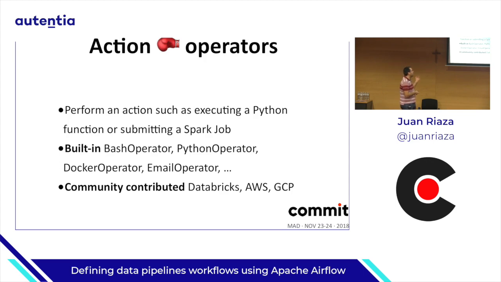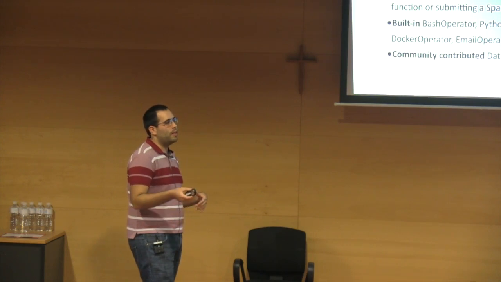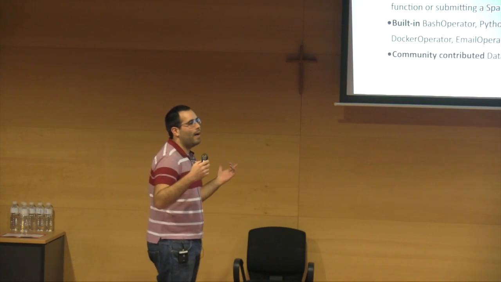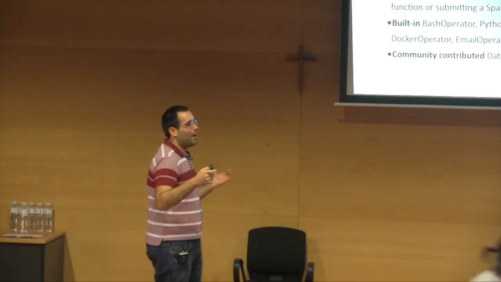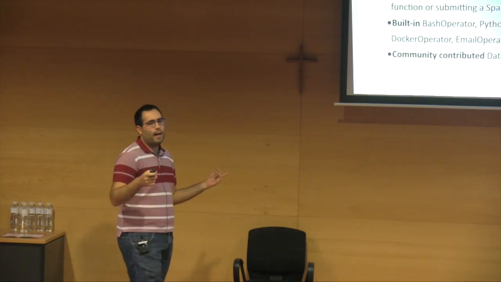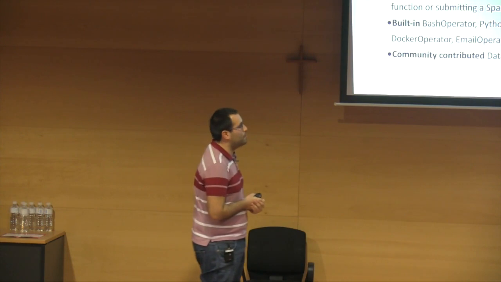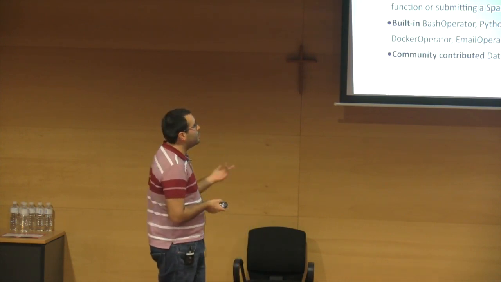So what are action operators in this case? Well, I have told you already they perform an action such as executing a Python function or just submitting a Spark job. So we could just run a Python function locally, but we could as well, I don't know, perhaps launch a Kubernetes cluster to run our workload, or create on the fly an AWS EMR Spark cluster to run whatever we want to do with the ETL.